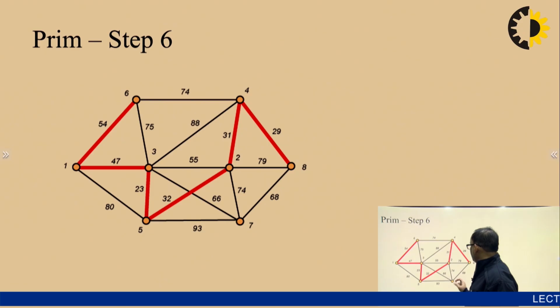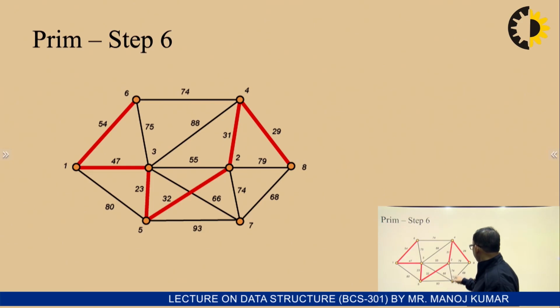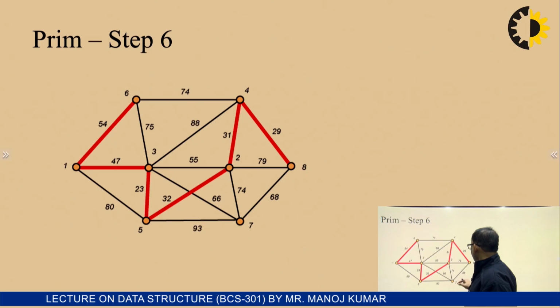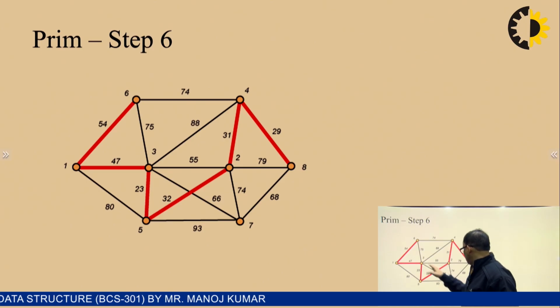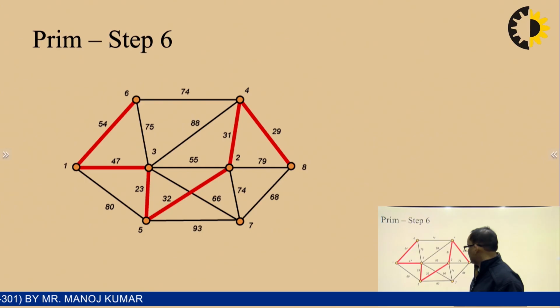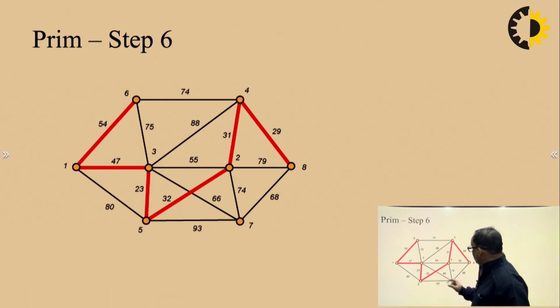And 7, if we connect 7 through 5, then the weight is 99. And if we connect 7 through 2, then the weight is 74. And if we connect 7 through 3, then the weight is 66. If we connect 7 and 8, then the weight is 68. So 93, 66, 74 and 68. Among these 4 edges, this edge has the minimum weight because its value is 66.